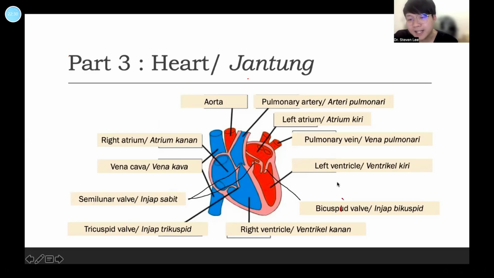Jockey says the bicuspid valve is also called the mitral valve. You're right, but mitral is what we use in medicine. As a Form 4, Form 5 student, please don't use the word mitral in your syllabus because your teacher will not know. Your teacher only knows the syllabus, correct? But for us, we use the word mitral. We don't use the word bicuspid. We use the term mitral valve in the hospital.